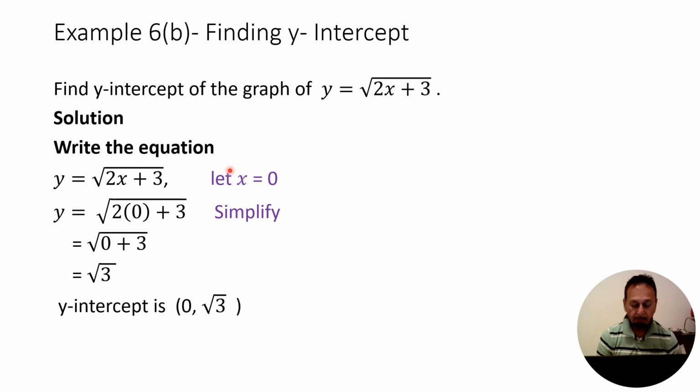Example 6b, we're going to find the y-intercept of the graph of y equals square root of 2x plus 3. Let's write down the equation y equals square root of 2x plus 3. We let x equal 0. So we have y equals square root of 2 times 0 plus 3. 2 times 0 is 0, so this is gone. We're left with square root of 3. So the y-intercept is (0, square root of 3).